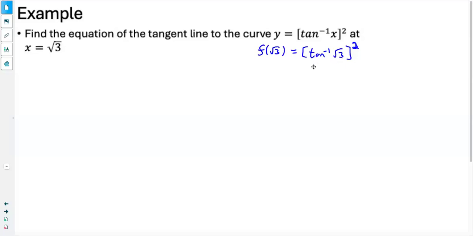Now tan negative 1 of root 3 is pi over 3. So we'd have pi over 3 squared. So we have pi over 9. So we know our coordinate that we're going to use in our equation is going to be root 3 comma pi over 9. And I realized I made a mistake here. I remembered to square our denominator, but I didn't square the numerator, so it'd be pi squared over 9. So this is our tangent point.